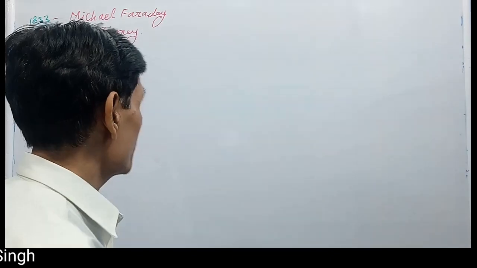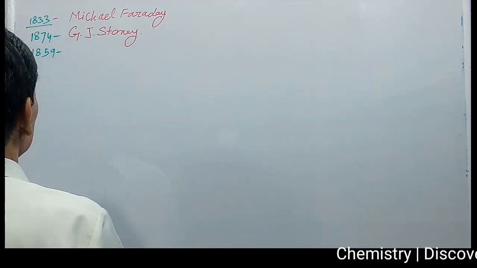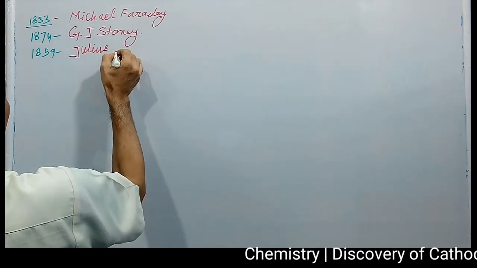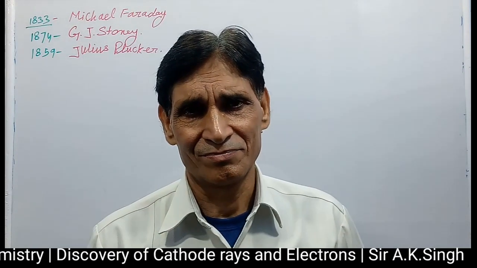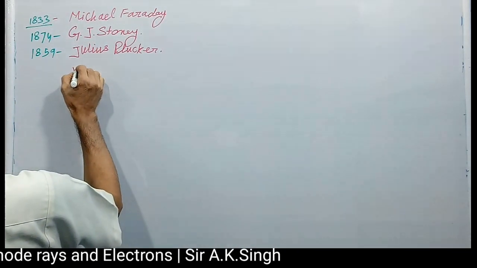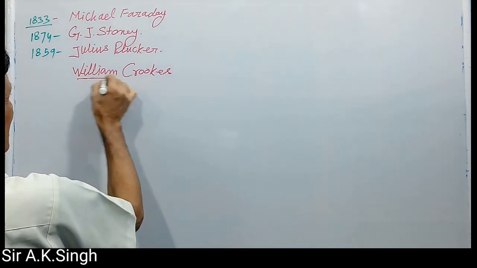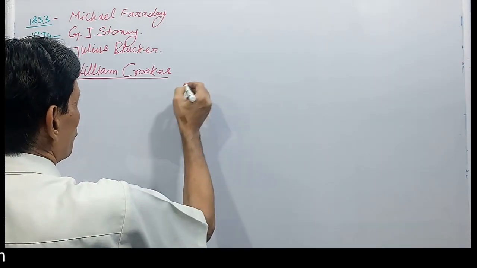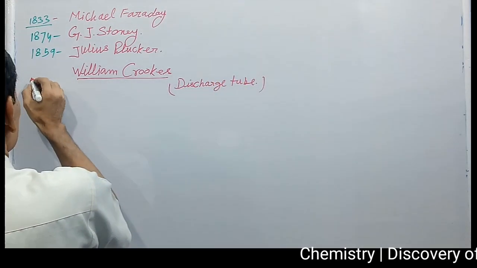And after that, a very important point, cathode rays. The first discoverer of cathode rays, in 1859, was Julius Plucker. After that, there was an apparatus devised by William Crookes. Who devised the apparatus? William Crookes devised the apparatus. The name of the apparatus was cathode ray tube or discharge tube.